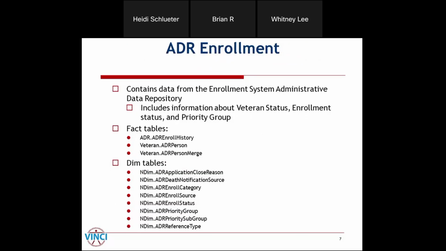All right, now I'm going to run through all the various domains that you can find in this CDW work data. We'll start with ADR enrollment. This domain contains data from the Enrollment System Administrative Data Repository. This includes information on veteran status, including enrollment status and priority group, and it contains these fact tables and these dim tables.